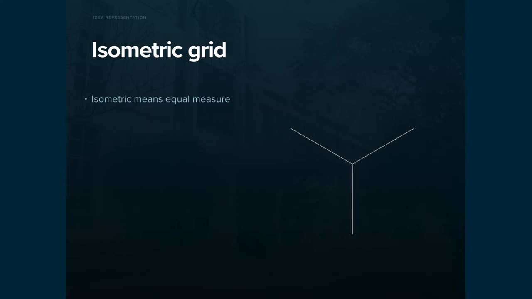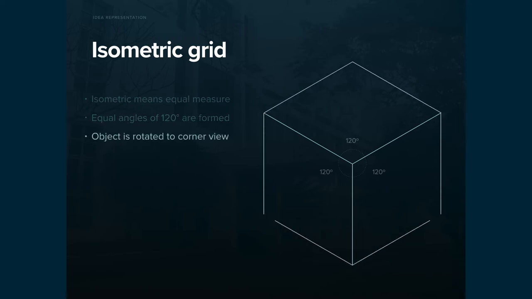If three lines are extended from a point in such a manner, equal angles of 120 degrees will be formed. If we connect those lines further, we can form a cube, which appears to be placed at a corner view. Drawing a horizontal line at the bottom corner of the object, 30 degree angles are formed on both the sides.